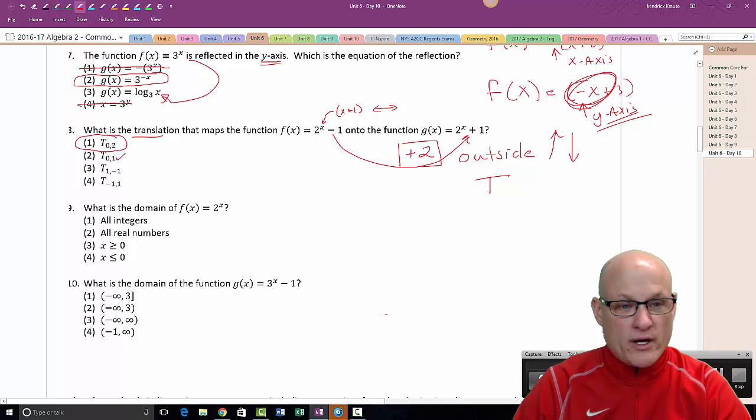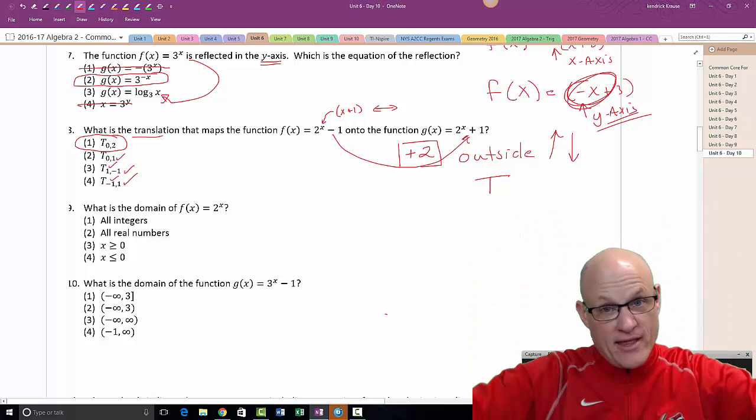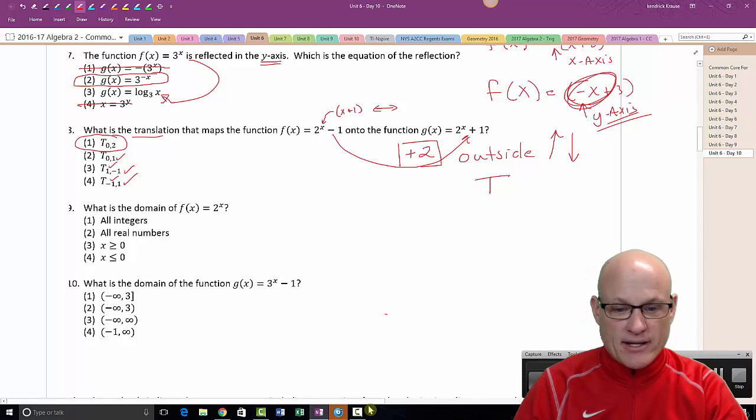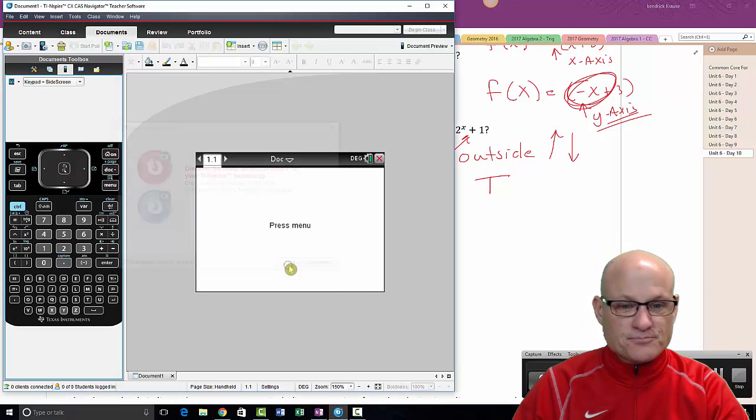This is adding 1 to the y value. This is subtracting 1 from the y value and adding 1 to the x. This is subtracting 1 from the x, adding 1 to the y. Well, the only thing we did from here to here is add 2 on the outside. And remember, that's a shift up or down, which means it's a y shift. Okay? Let's go back to the calculator and take a look.